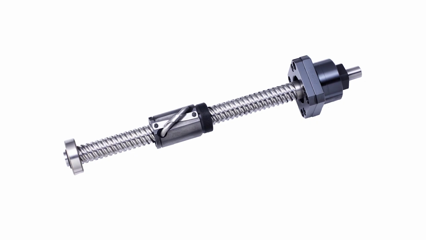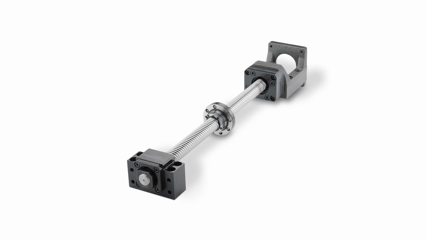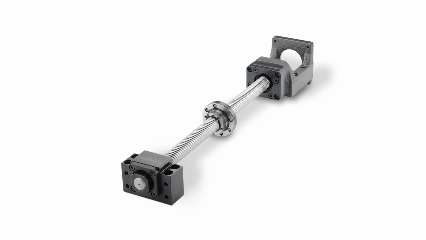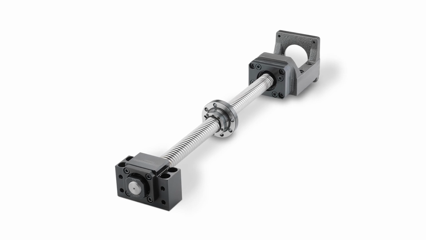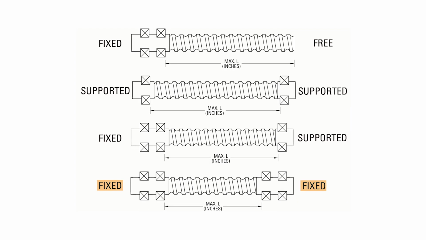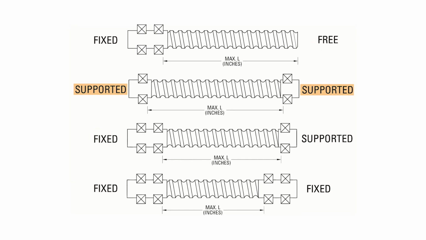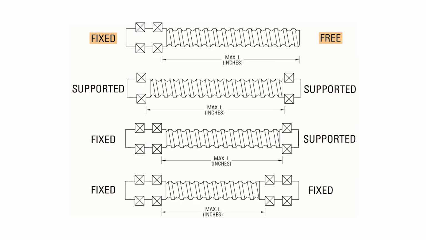The configuration of the end support and travel distance impact load and speed limitations. Proper alignment with the drive system and load is essential for optimal performance. Fixed ends offer greater column strength and higher critical speed compared to supported ends. A supported end is generally easier to align and install than a fixed end, so installation costs are typically lower. There are 4 fixity options: fixed at both ends, fixed at one end and supported at the other, supported at both ends, or fixed at one end and free at the other.